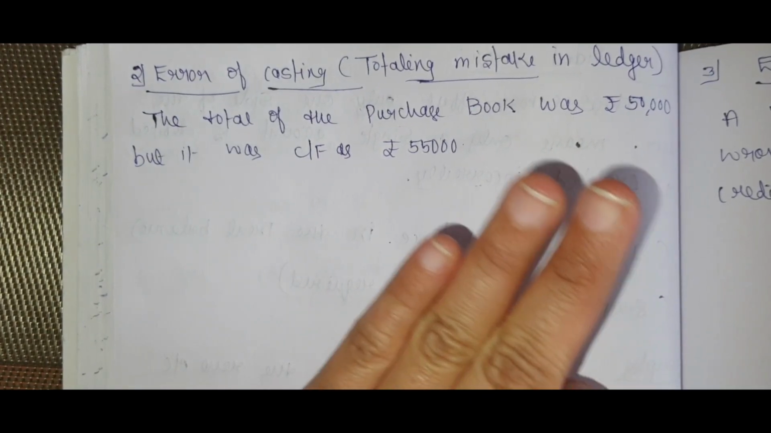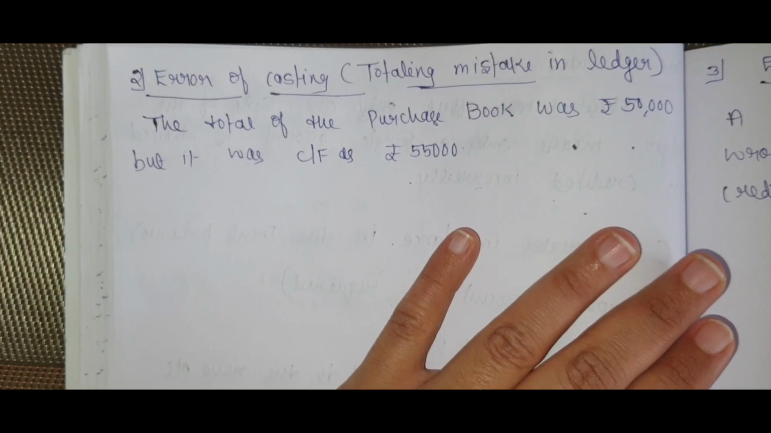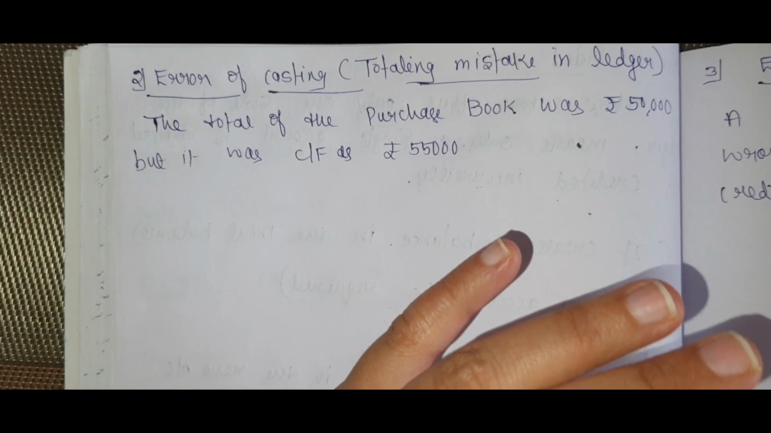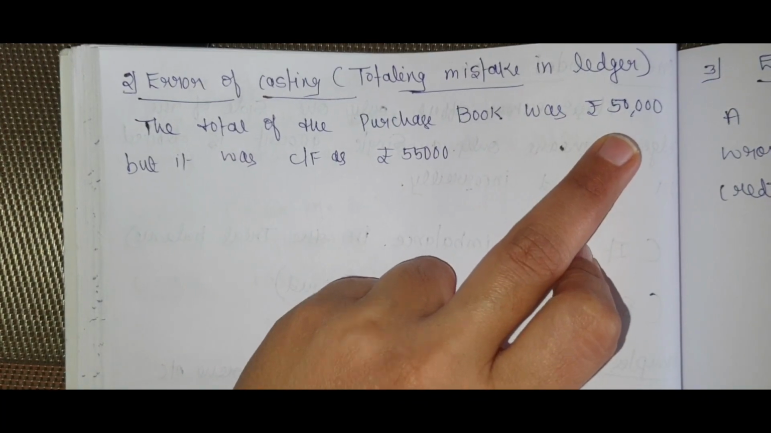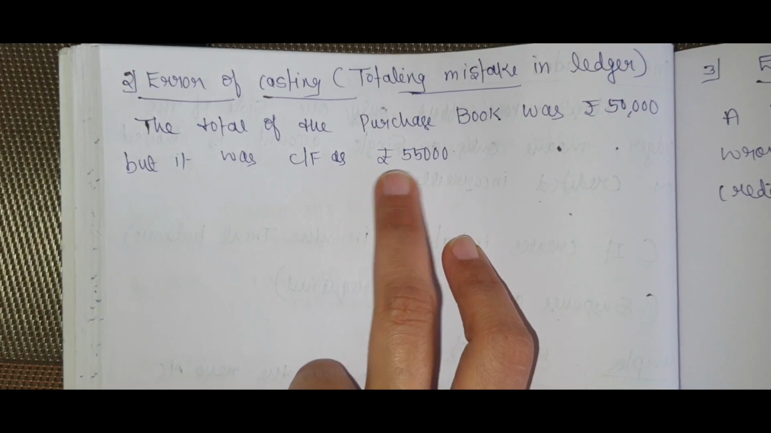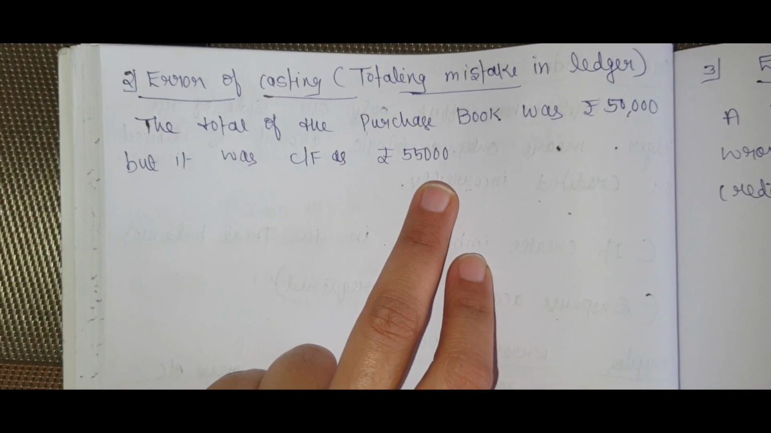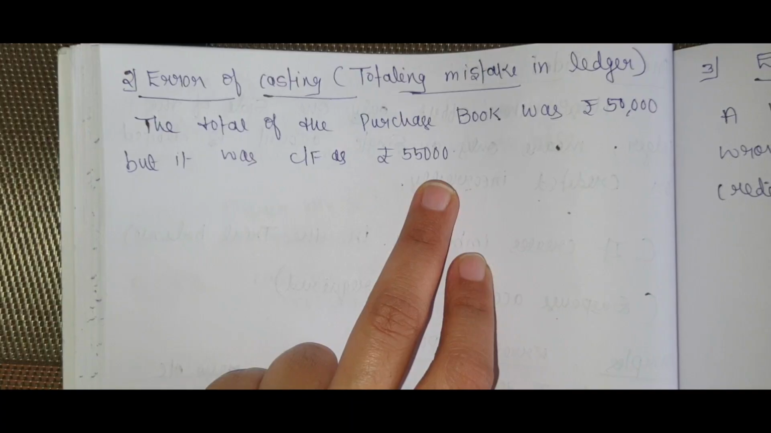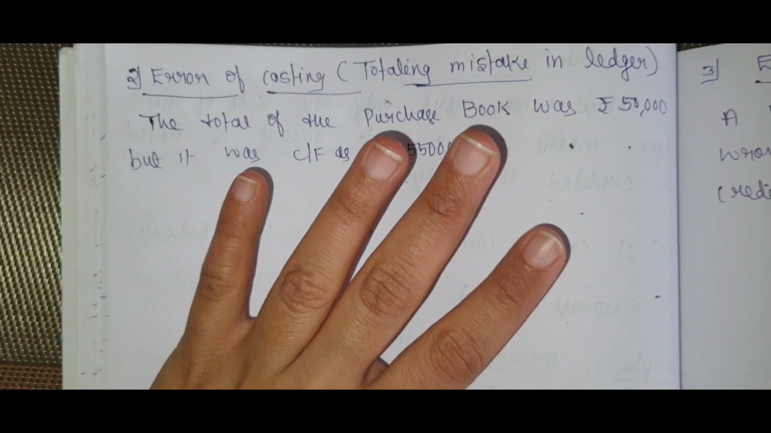Only the purchase account is affected, which means it is a one-sided error. We need to open a suspense account. Here the purchase account was overstated by rupees 5,000, meaning 55,000 minus 5,000. The actual total of the purchase book was rupees 50,000, but it was carried forward as rupees 55,000. So only one account is affected, so it is a one-sided error.